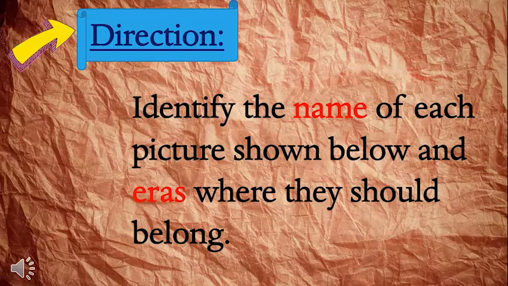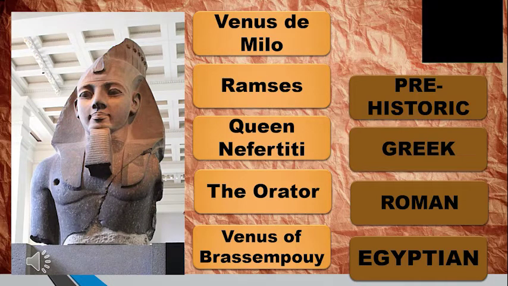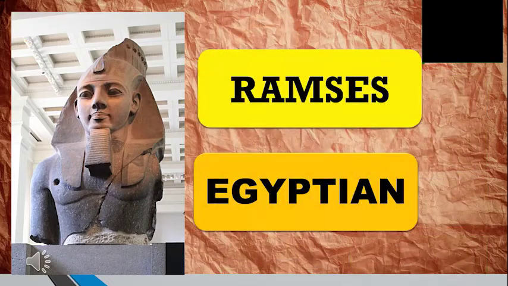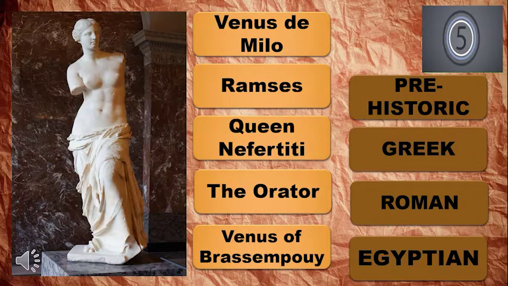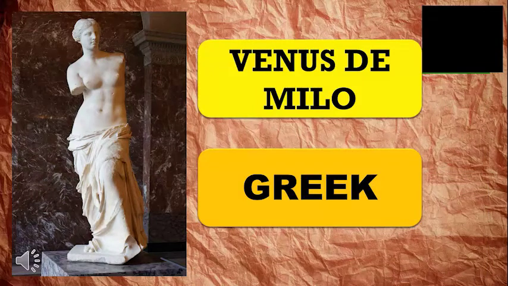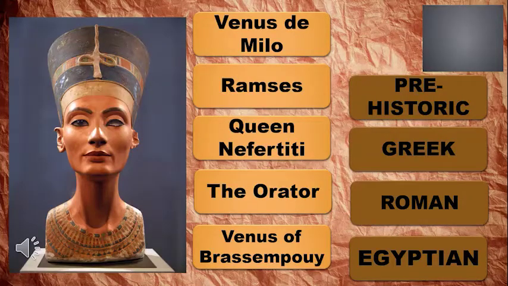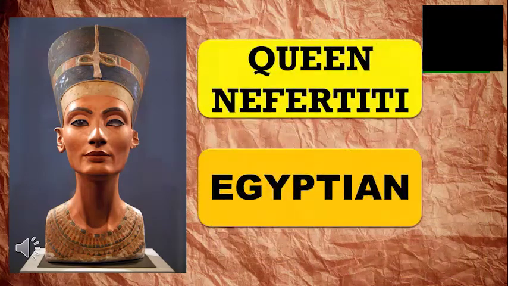Direction. Identify the name of each picture shown below, and the eras where they should belong. Time is up. If your answer is Ramses and Egyptian, you are correct. Ball pens up. The correct answer is Venus de Milo, and Greek. Ball pens up. She is the Queen Nefertiti from Egyptian era.